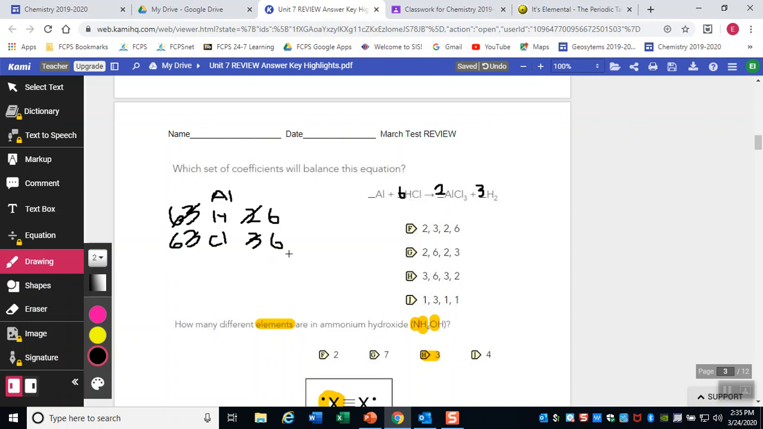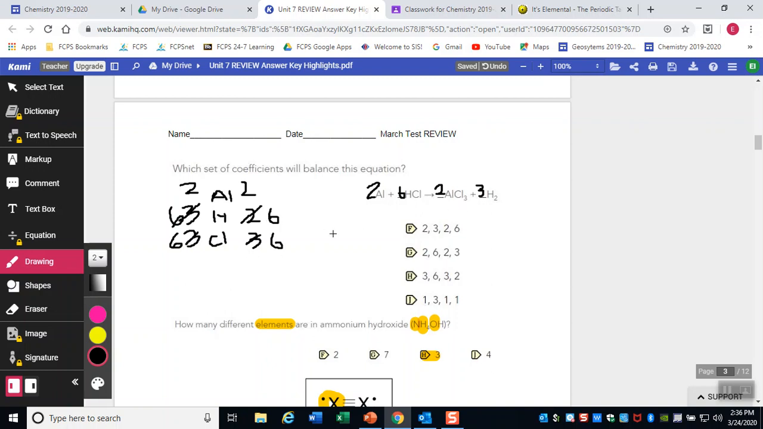So my chlorines are balanced, my hydrogens are balanced, and now let me look at my aluminums. I have 2 aluminums here, so I need 2 aluminums here. And that's great. I saved that for last because I can put any number I want. That doesn't change anything, right? That's easy to balance. So I've got 2 aluminums for the reactants and 2 aluminums in the products. And I'll just do a last minute check. 6 hydrogen, 6 hydrogen, and then 6 chlorine, and 2 times 3 is 6 chlorine.